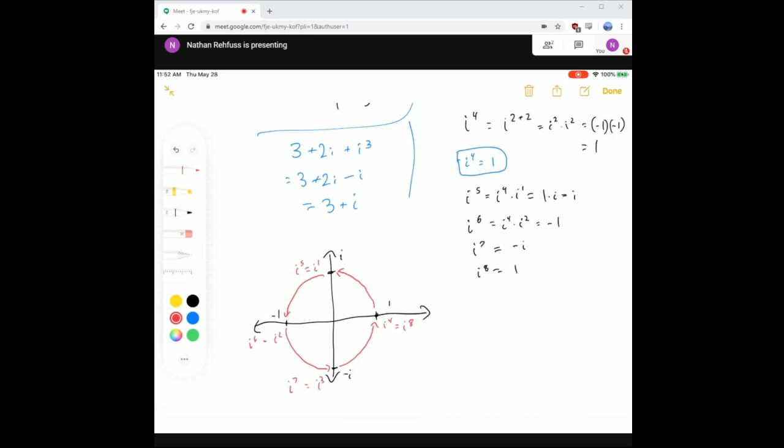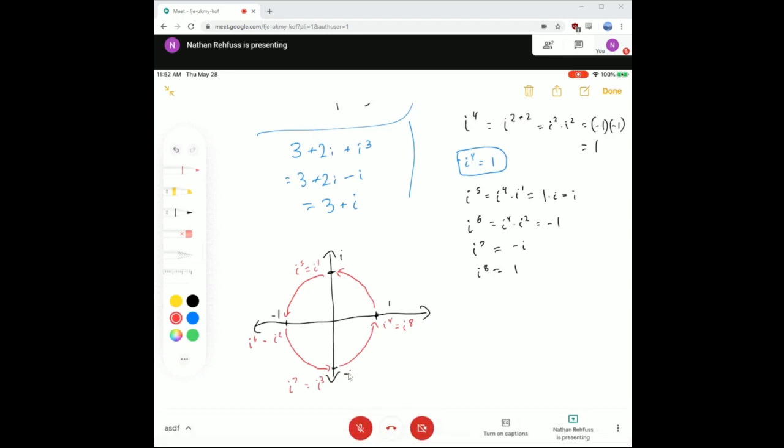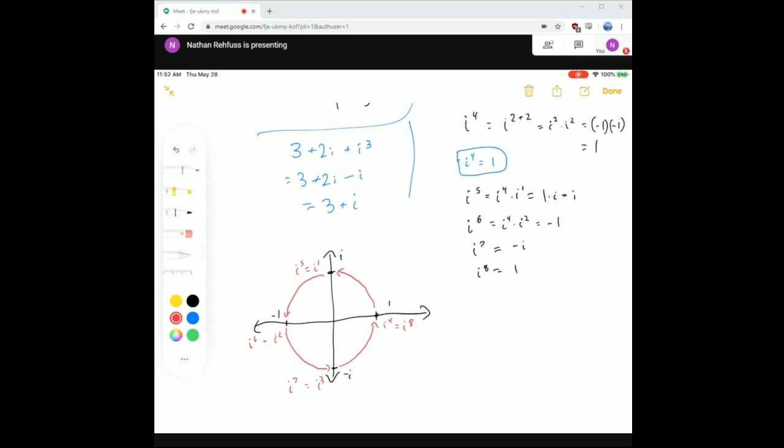For some reason, and it's not just i, for some reason, multiplication in the complex plane goes in a giant circle. That's just how multiplication works out here. I'll show you another example at the end of this lecture, because I think it's one of the most beautiful things about complex numbers. I really do.